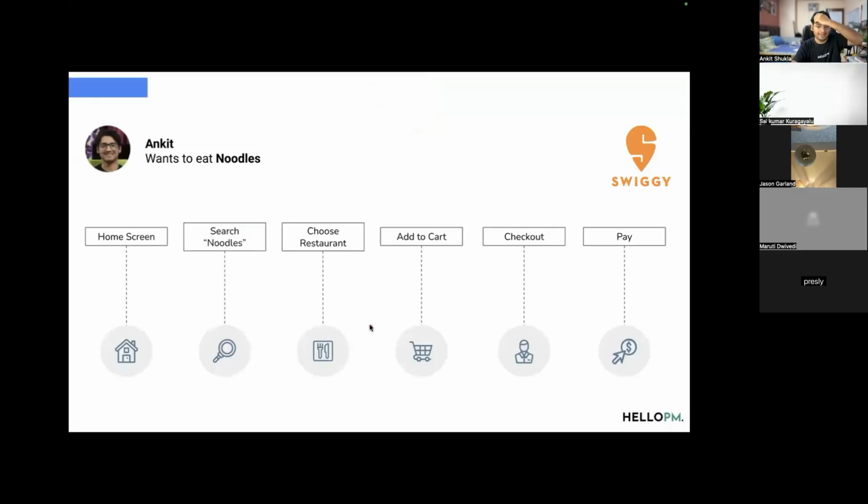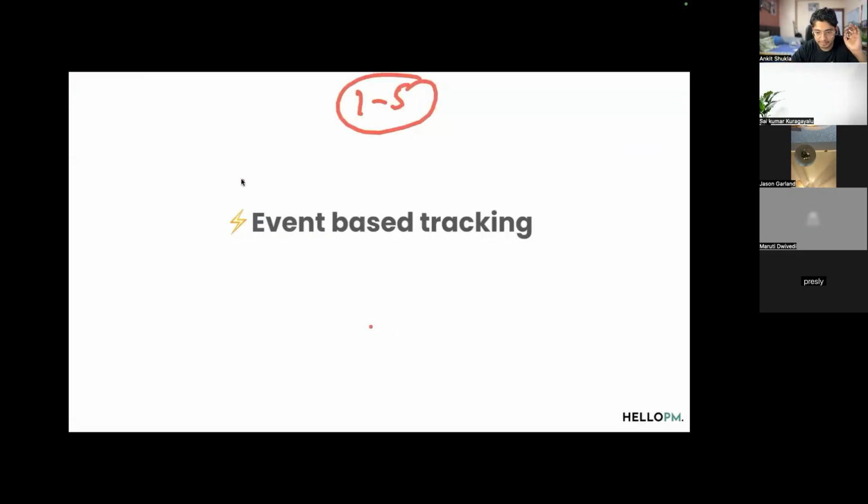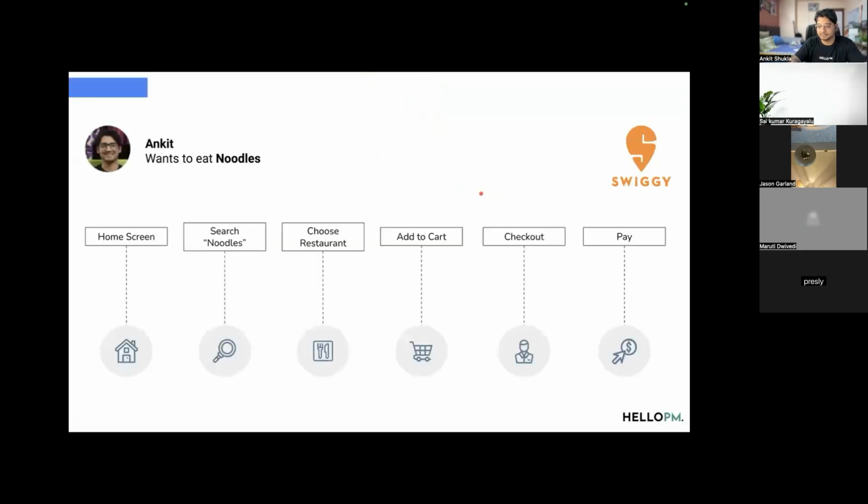Cool. Now let us talk about another important thing, which is event based tracking. What is event based tracking? Let's say I want to eat noodles today. And if I want to eat noodles, I have to go to an app, then I have to order.